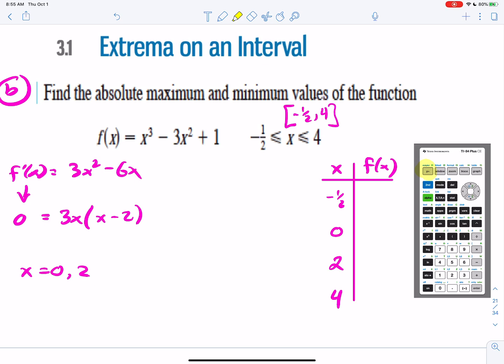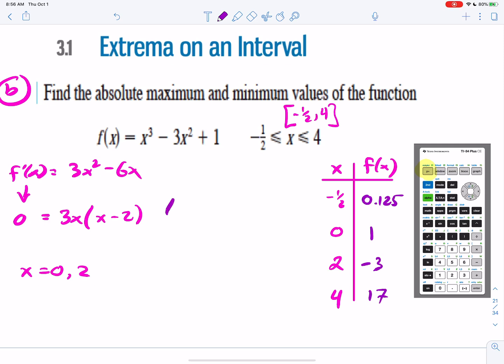So I'm going to go back to my table, and I am going to delete the previous 4 values that I had on there. I'm going to put negative 1/2. You could put negative 0.5 if you want. 0, 2, and 4. Okay, I'm going to write this down for you. I have 0.125, 1, negative 3, and 17.